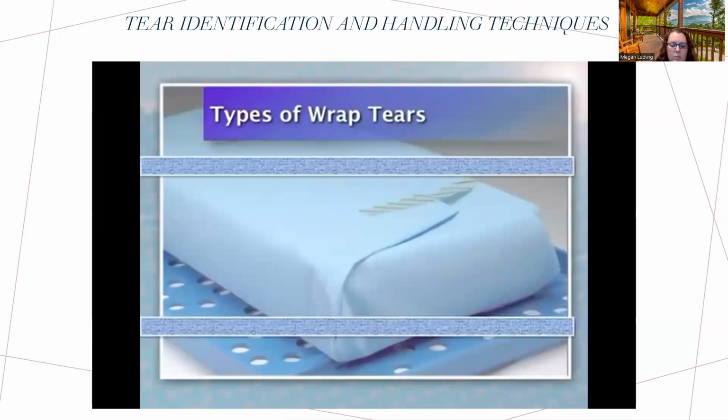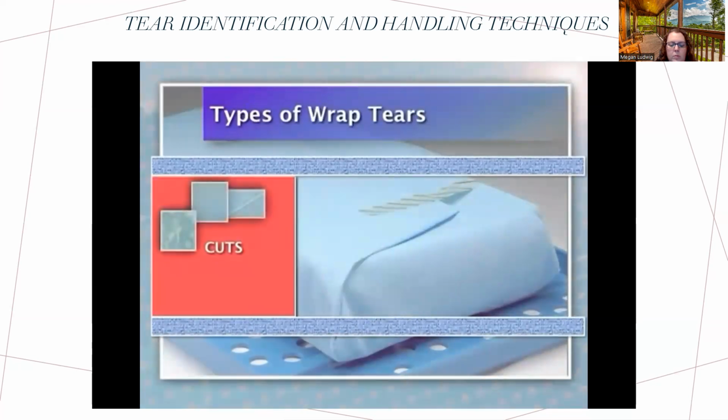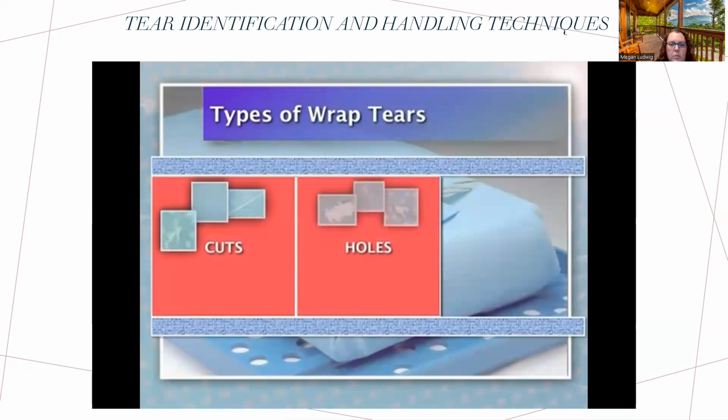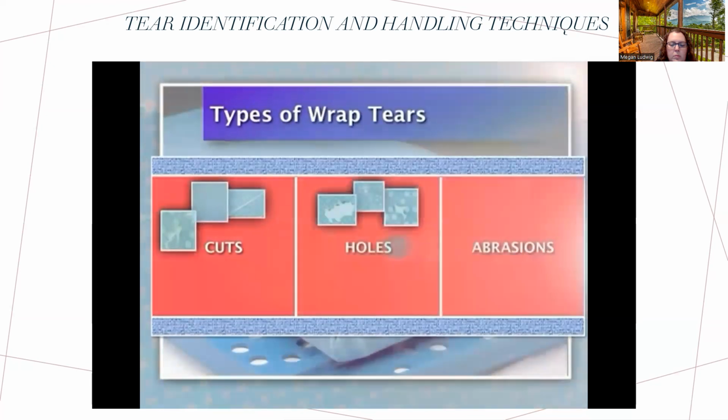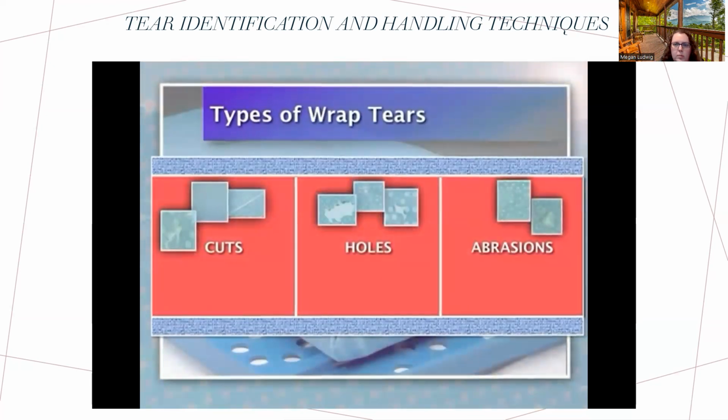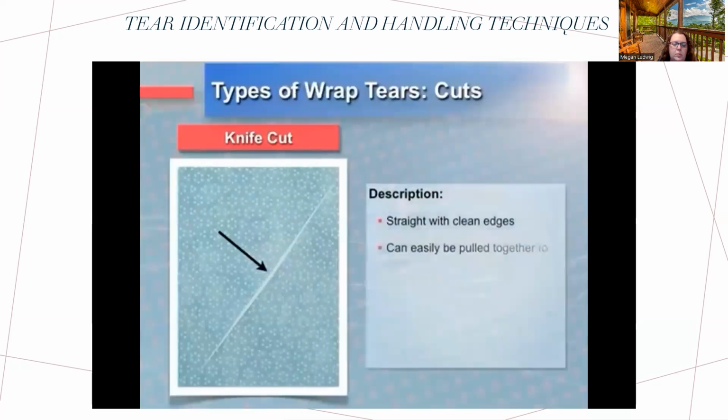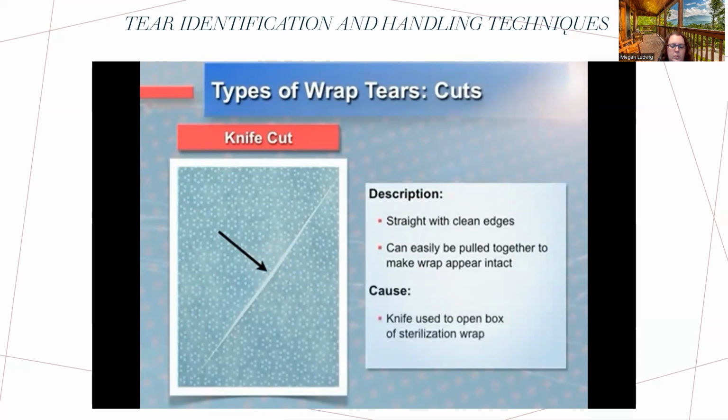There are three types of wrap tears: cuts, holes, and abrasions. Several types of cuts may occur. A knife cut is almost always straight. The edges are clean rather than frayed and can easily be pulled together to make the wrap appear intact. A knife cut generally occurs on the top few sheets of the first bundle of sterilization wrap when a knife is used to open their packing box.